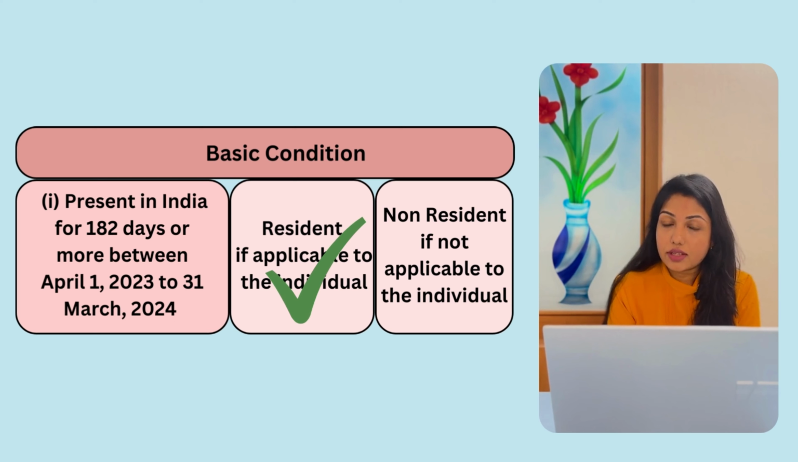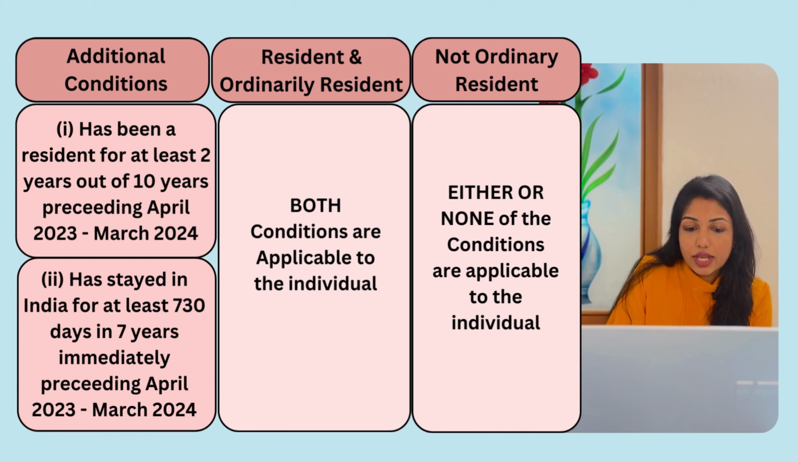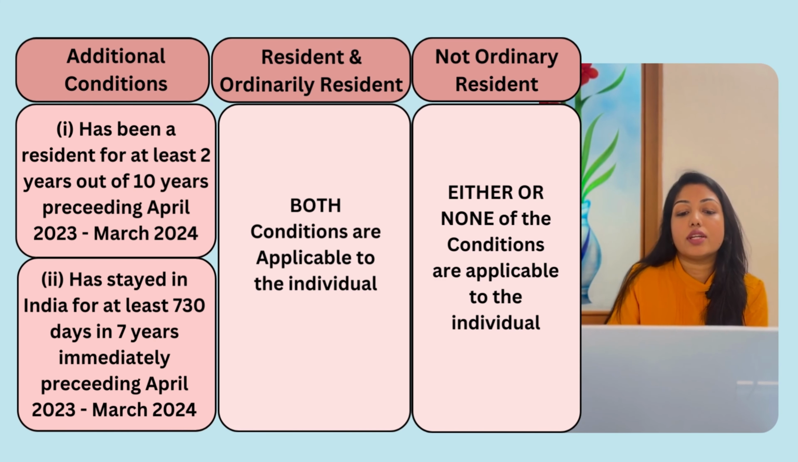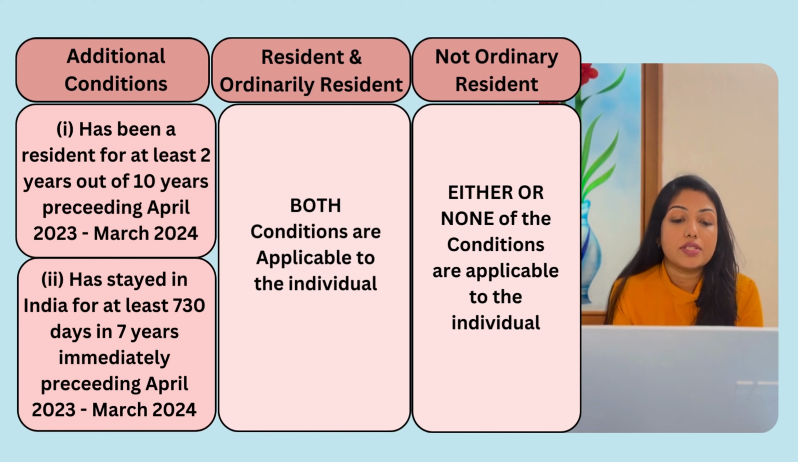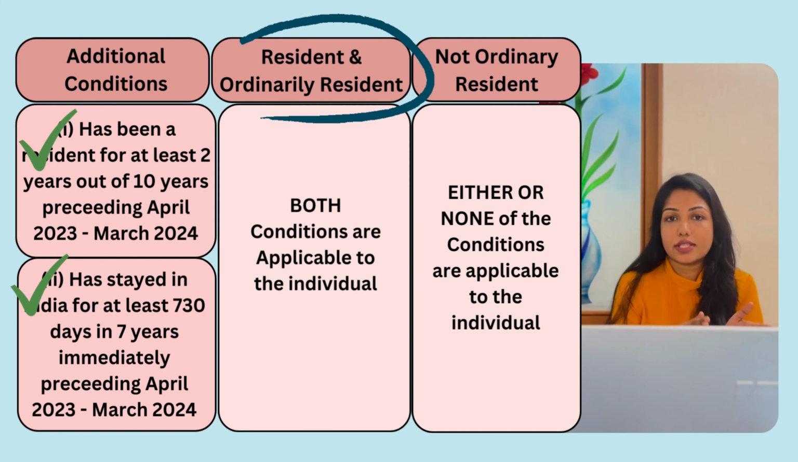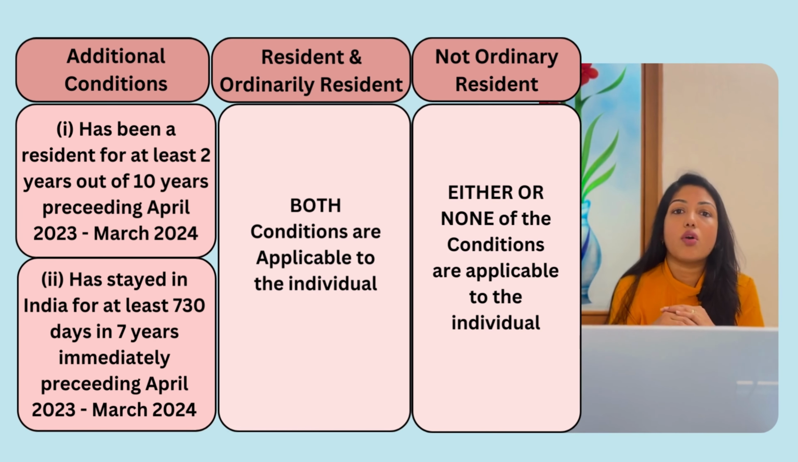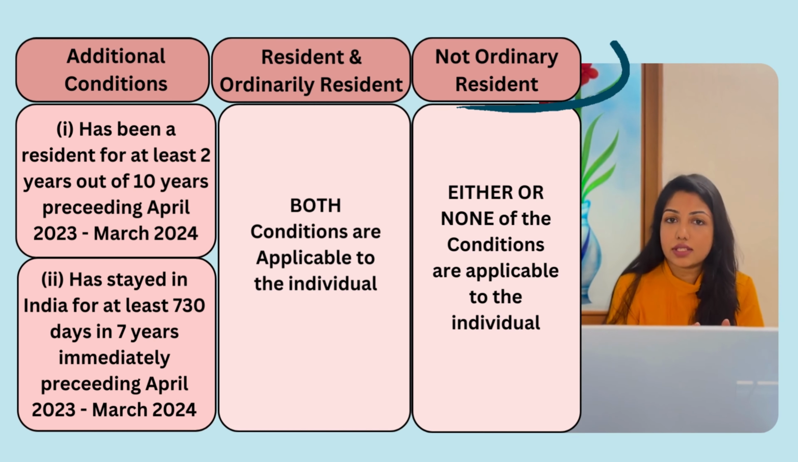Now if you are a resident, then you will have to apply these additional conditions. So the first condition says that you should have been a resident for at least 2 years out of 10 years preceding April 2023 to March 2024. And the second condition says that you should have stayed in India for at least 730 days in 7 years immediately preceding April 23 to March 24. If you fulfill both of these conditions, then you are a resident and ordinarily resident. But if you fulfill only one of these conditions or none of these conditions, then you are a resident but not ordinarily a resident.